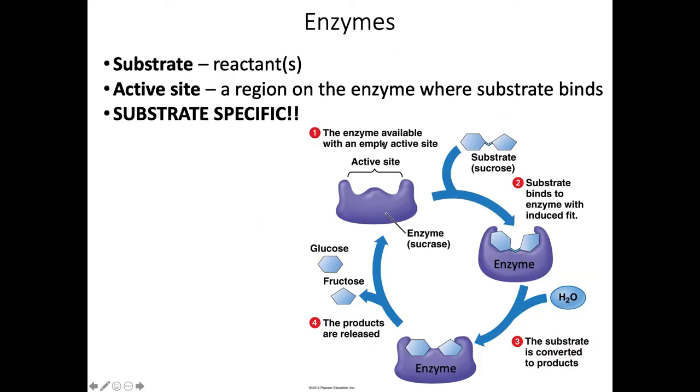So let's look at how an enzyme works more in depth. Here we have an enzyme, and an enzyme has grooves called an active site. It's in this active site that the reactant will bond to, will sit into. Reactants in this case are specifically called substrates. So the substrate will sit into this active site. In this example, our substrate is called sucrose, and our enzyme is called sucrase.